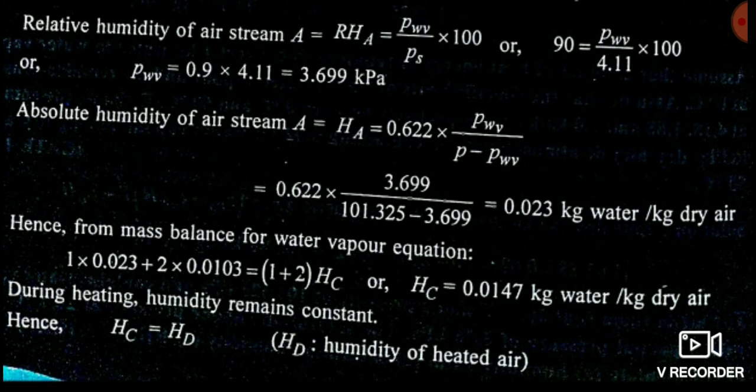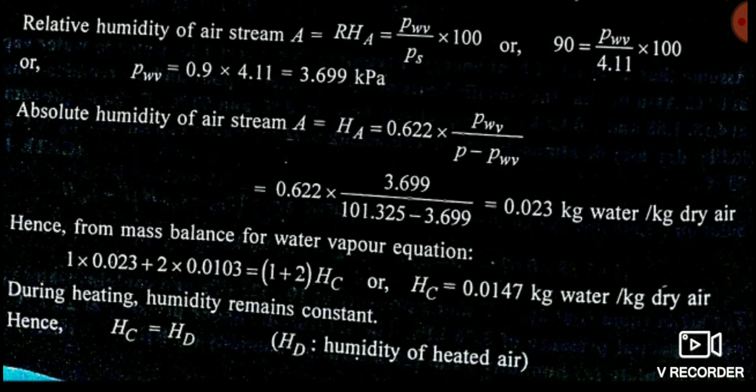So now, friends, we are going to balance the humidity. That is M1 H1 plus M2 H2 is equal to M1 plus M2 into H3. Here I have represented it as C. So you see here in the question, they have given that stream B has absolute humidity of 0.0103, and stream A absolute humidity we have calculated, that is 0.023. So we put both these values and we will get the HC value, that is 0.0147.